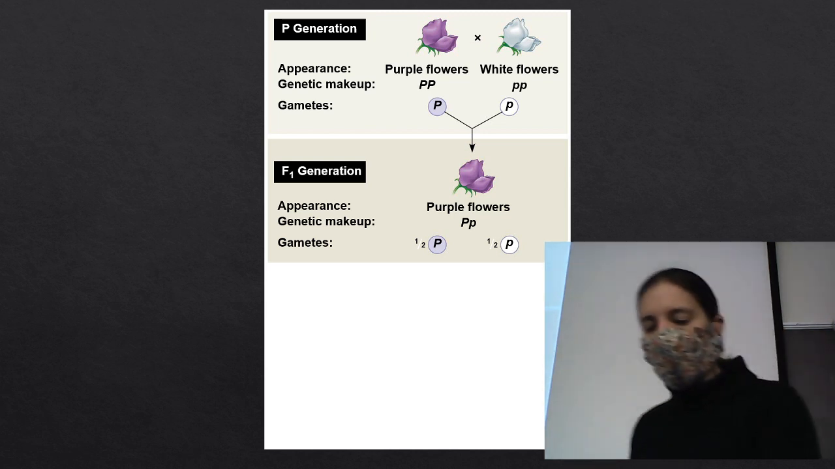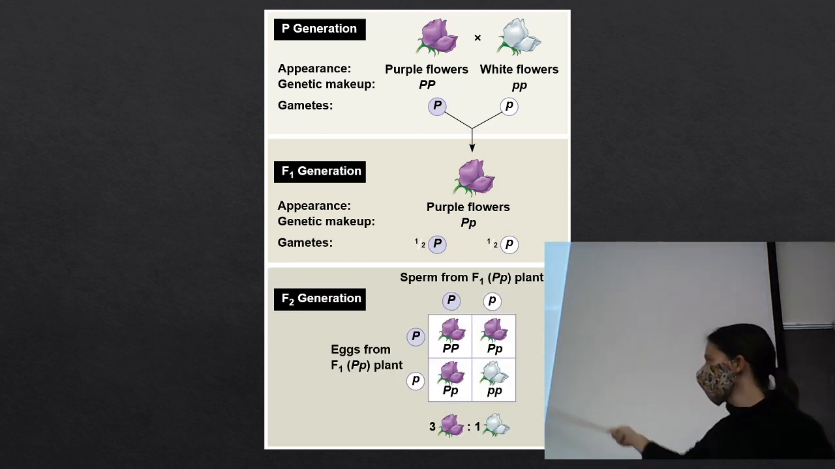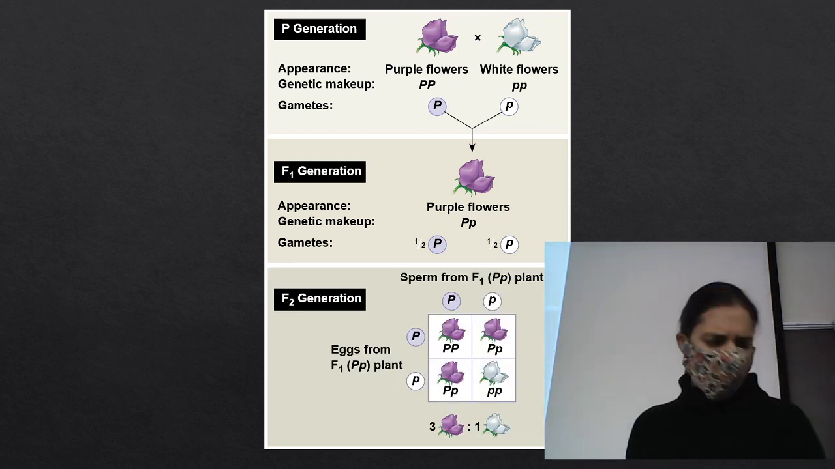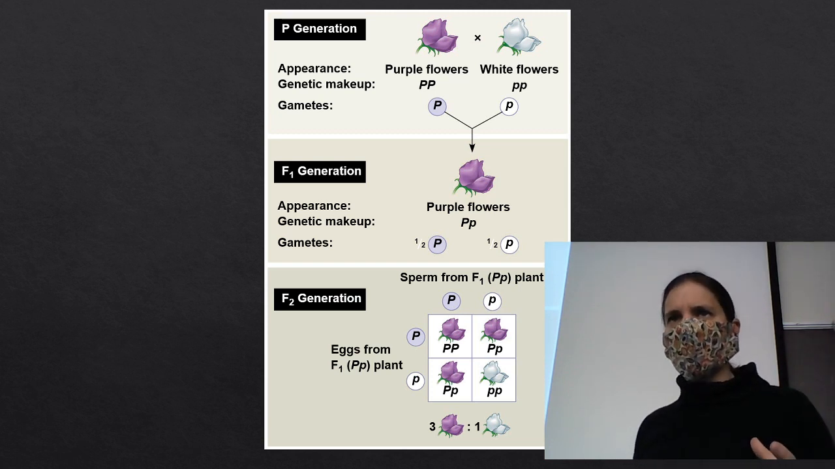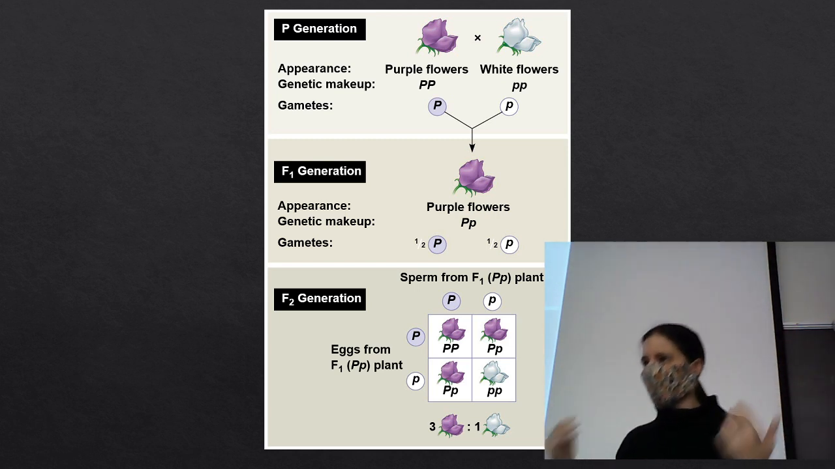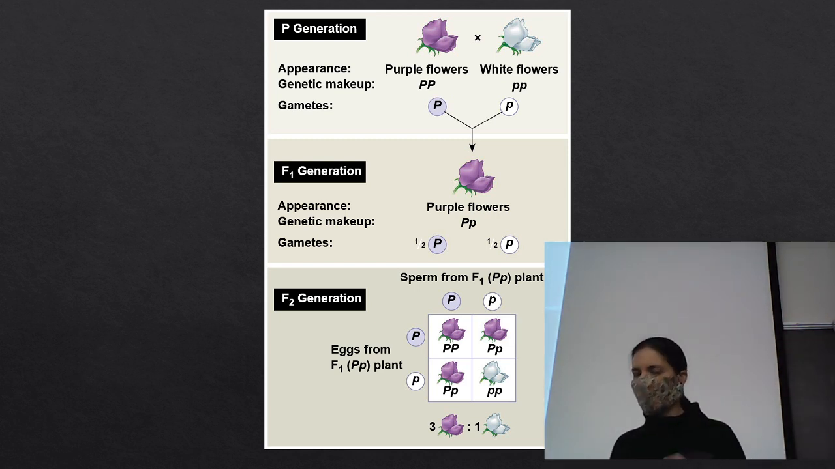So a Punnett square is this thing that's used just to keep your options straight, because otherwise, it's easy to get mixed up, right?